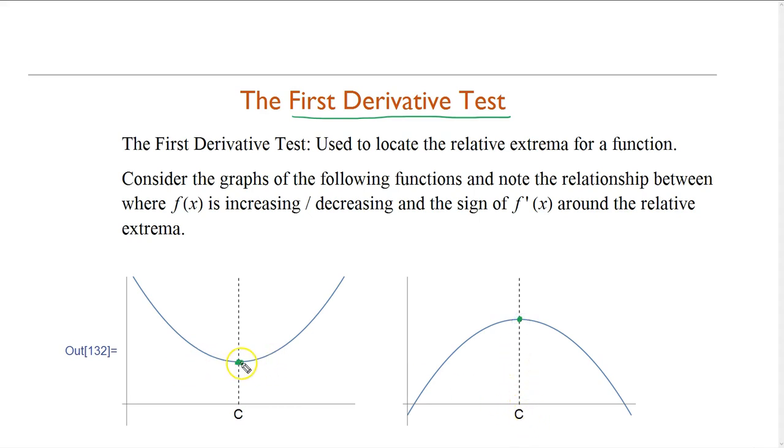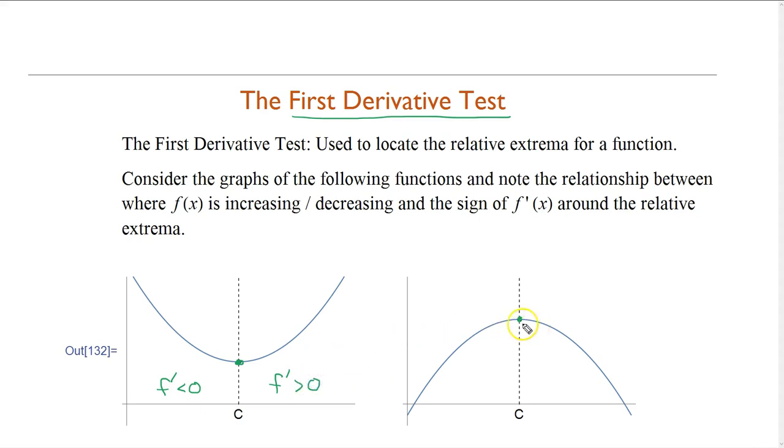Now, for the one that has the relative minimum, notice that to the left of c, our function is decreasing, so that means that our derivative will be negative to the left of c. Then to the right of c, our function is increasing, so that means that our derivative will be positive.